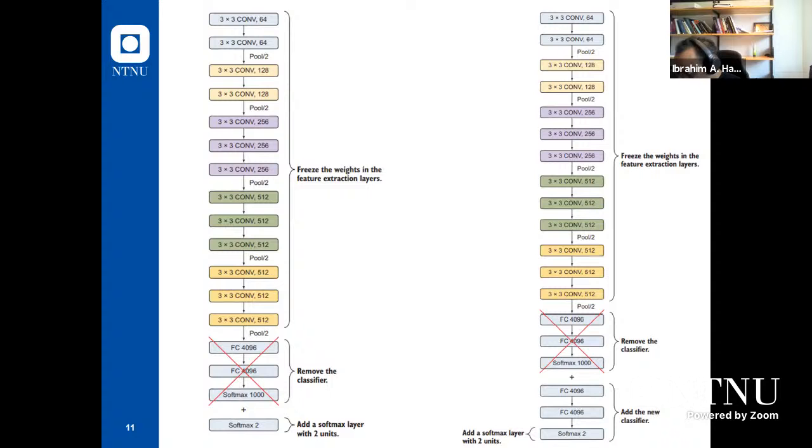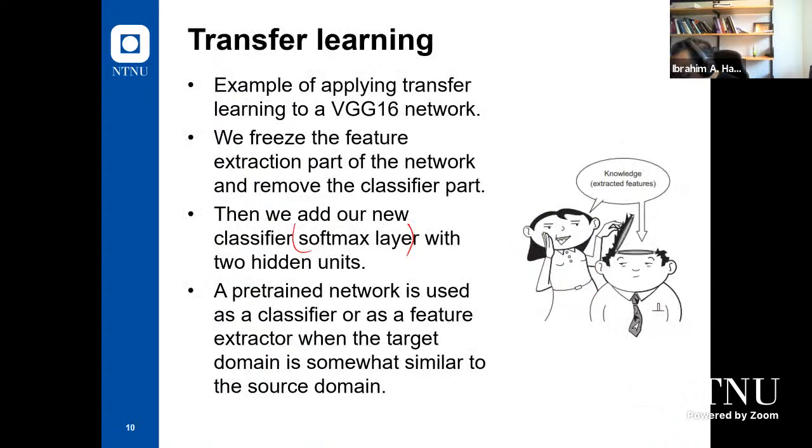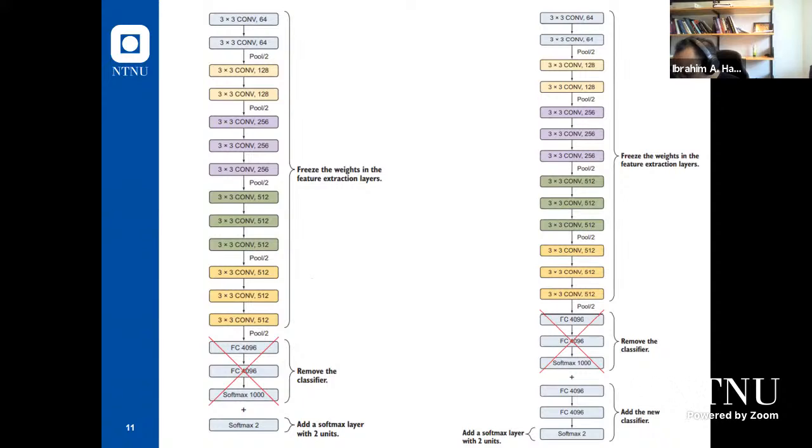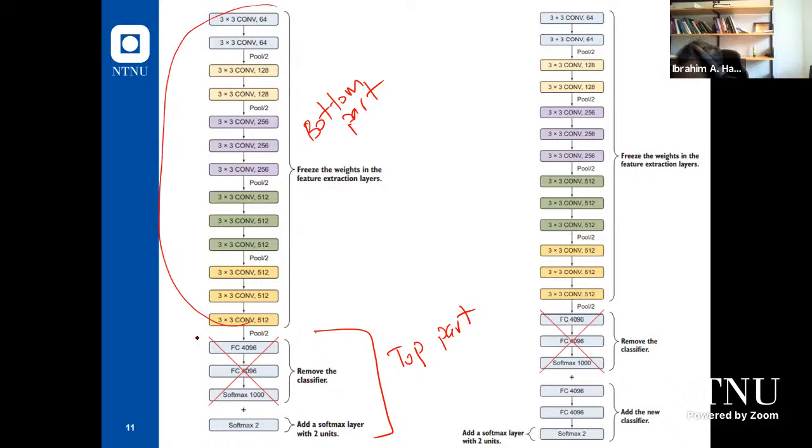We have here an example from VGG16. VGG16 is also a pre-trained model, in fact. The model consists of the bottom part, the feature extraction part, and the classifier part, which we can call the top part. So in transfer learning, in fact, we will use the bottom part as it is, and we need to remove the top part and replace it with a different classifier.